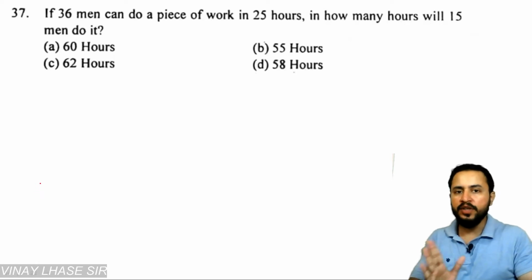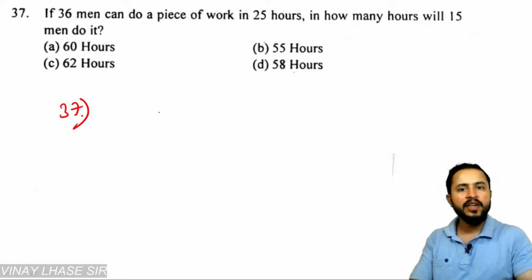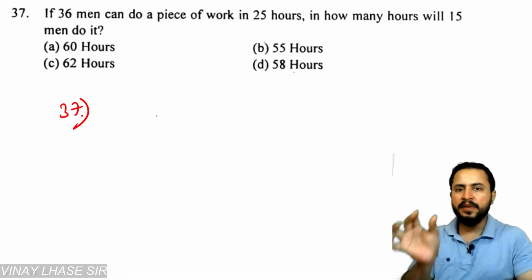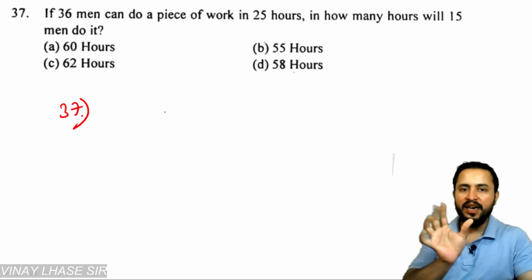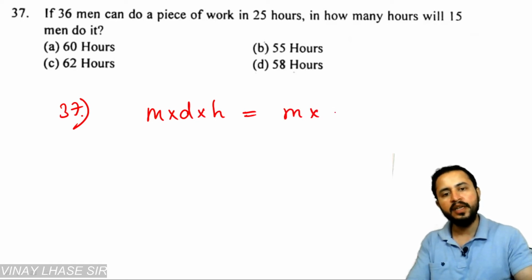Next question is asked about time and work. Here on time and work, this question number 37 is asked. 36 men can do the work in 25 hours. In how many hours will 15 men do it? Whenever there are these many men, these many hours, many times I have told you, use this concept of MDH. MDH is equal to MDH.